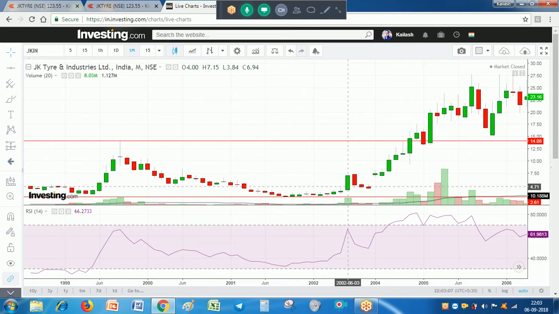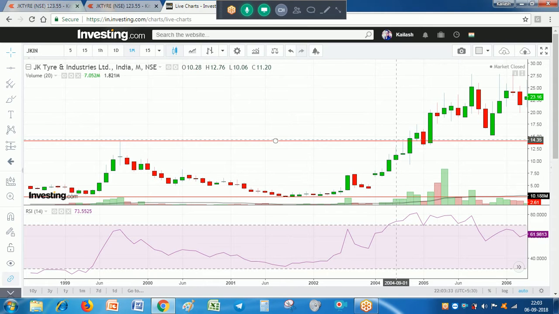And look at the next month. The stock has fallen down, but this time it took support of this 4 level only, somewhere around the 4 level or even above it, 4.29, 4.30 or so. And see, there is a gap opening this month, and the stock has given a very good upward movement. Now look at this level, friends.